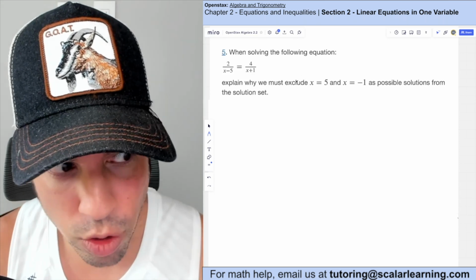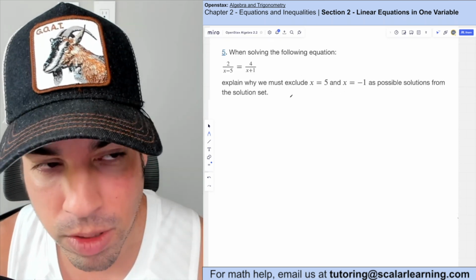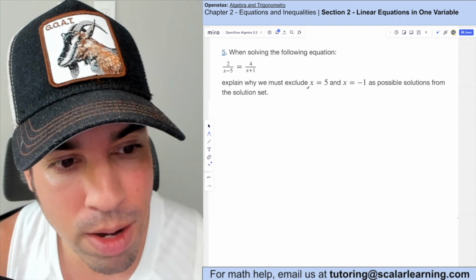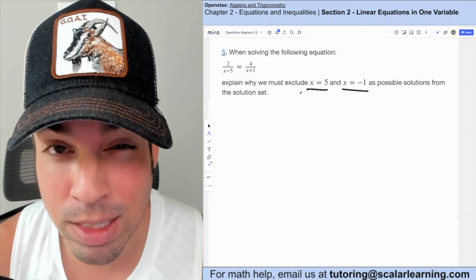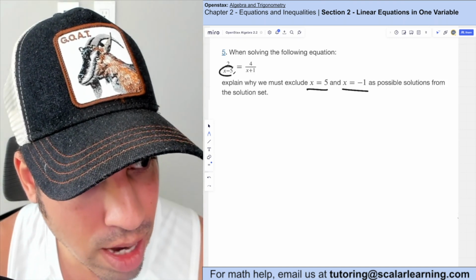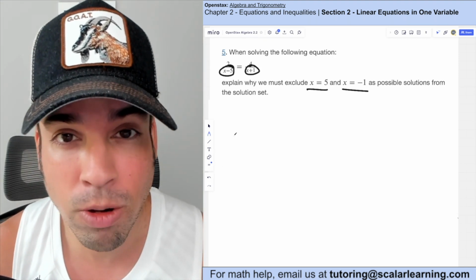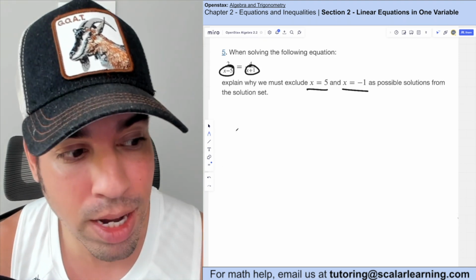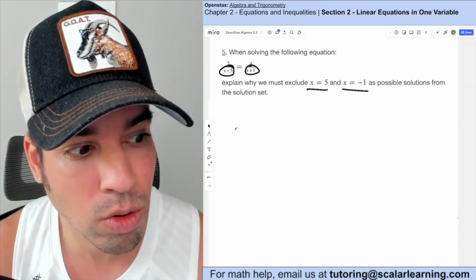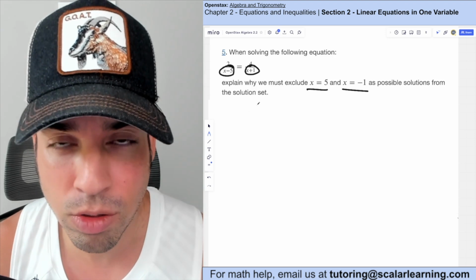When solving the following equation, explain why we must exclude 5 and -1 as possible solutions from the solution set. So the reason why both of these must be excluded is because they are two values that will send the denominators to 0, which means we're effectively dividing by 0. And we can't divide by 0. That's a no-no in math. So anything that's going to make us divide by 0 must be excluded from the solution set.